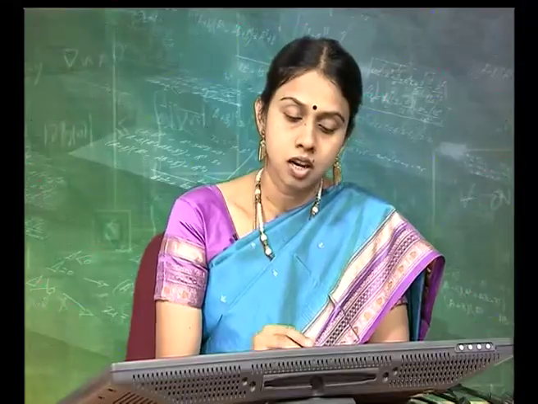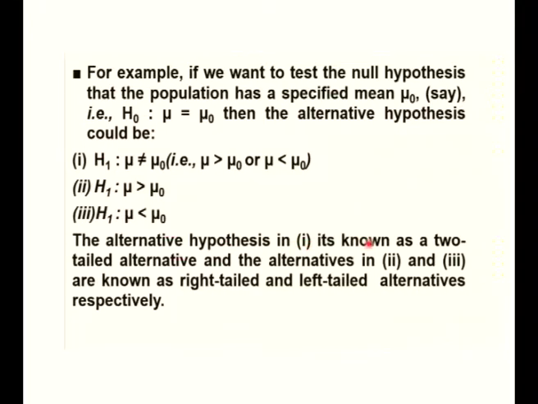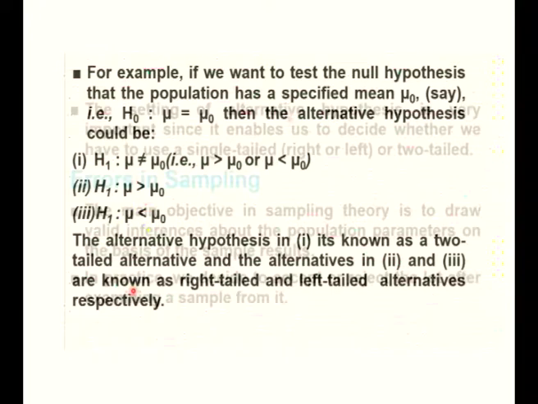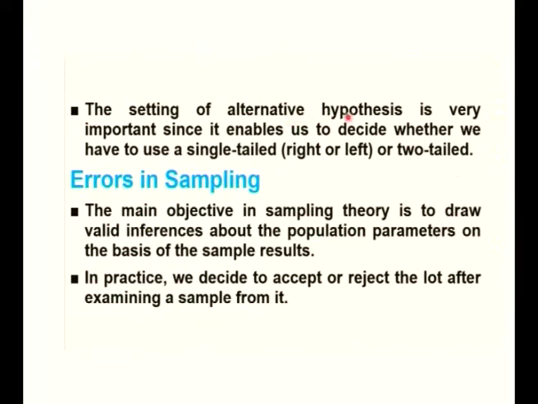So, that is what is discussed here. The alternative hypothesis in 1 is known as a two-tailed alternative, and the alternatives in 2 and 3 are known as right-tailed and left-tailed alternatives respectively. This second one, mu greater than mu naught, is called a right-tailed alternative, and H1 such that mu less than mu naught is a left-tailed alternative. As I was discussing, the setting of the alternative hypothesis is very important since it enables us to decide whether we have to use a right-tailed, left-tailed or two-tailed test.